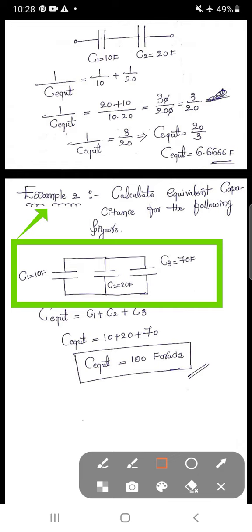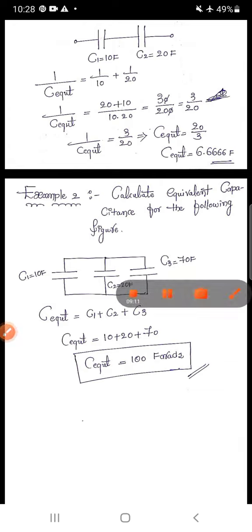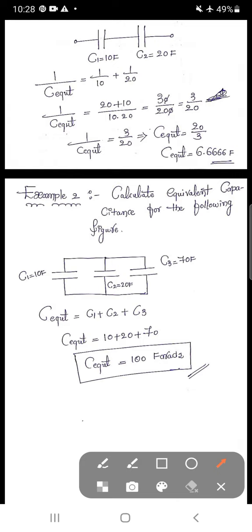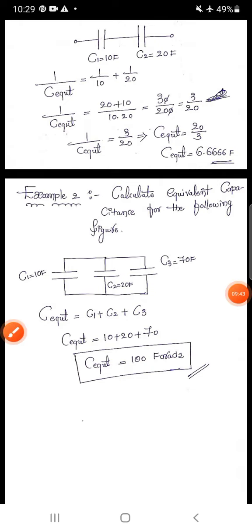we can directly add the individual values. So the above circuit is a parallel combination of C1, C2, C3, so to find the equivalent capacitance, we can directly add the values of capacitances. So C equivalent is equal to C1 plus C2 plus C3. Now we know the values of C1, C2, C3 which are given in the problem, so you can directly place all the values of capacitances like this. Then by simplifying, finally you will get C equivalent is equal to 100 farads.